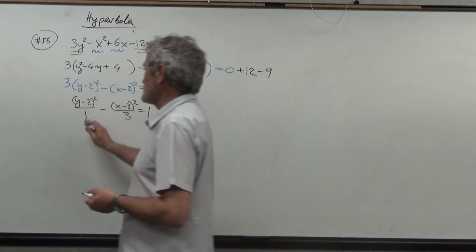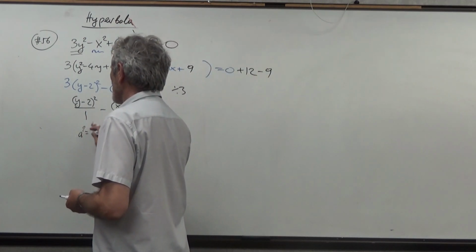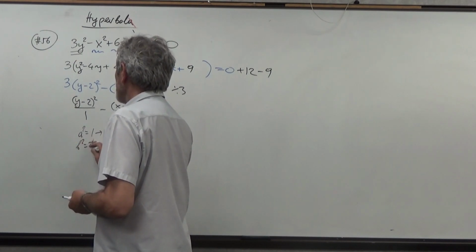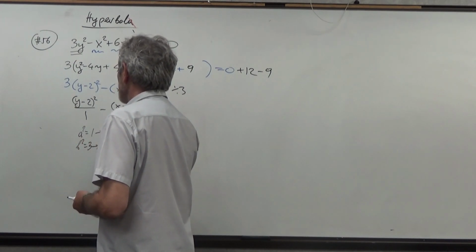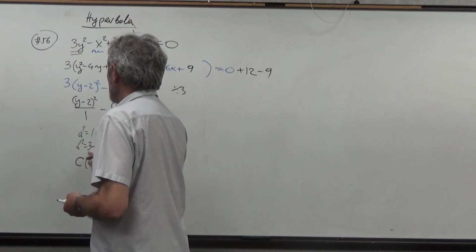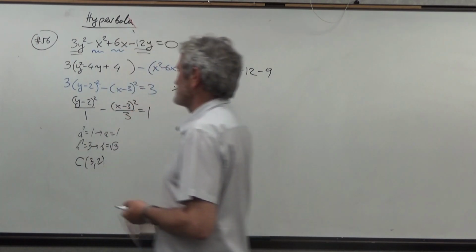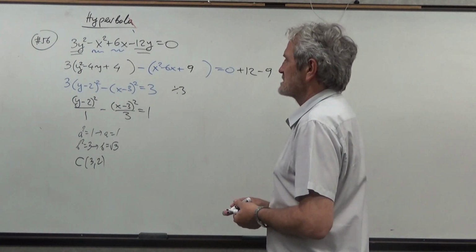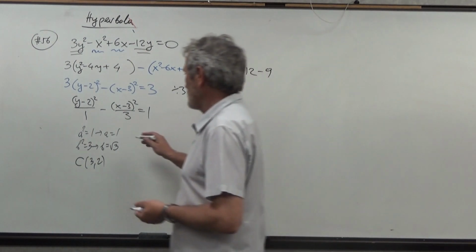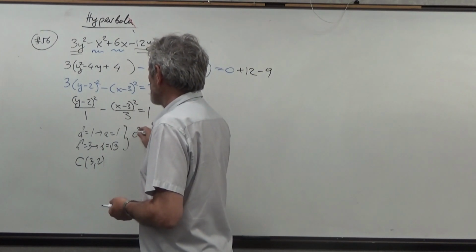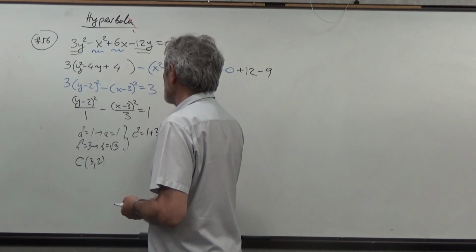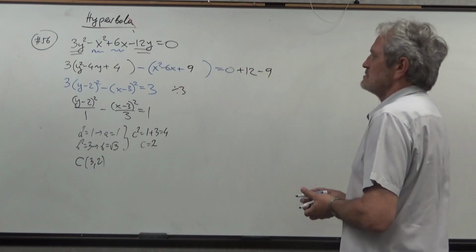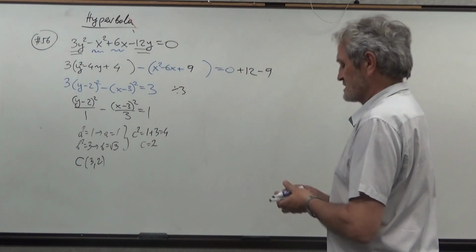So it's vertical, so this is your a. a squared is 1, so a is 1. b squared is 3, so b is square root of 3. Your center is (3, 2) because x is 3 and y is 2. What else? c squared is 1 plus 3, which is 4. So c is 2. So what happens now?